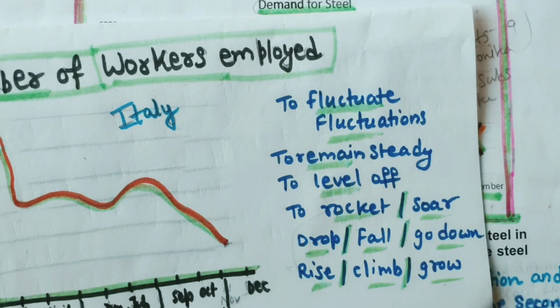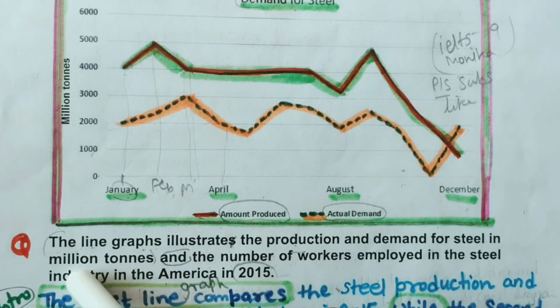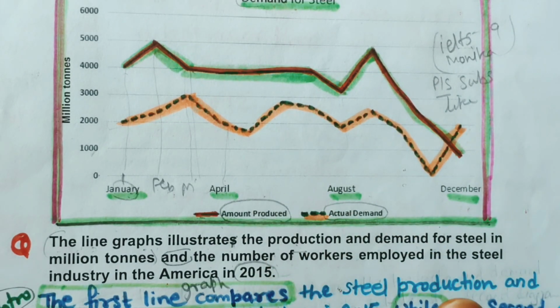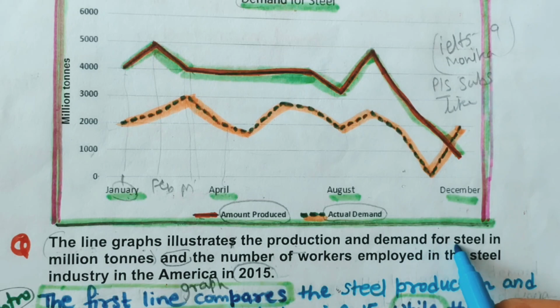How to write the introduction in IELTS Writing Task 1 line graph. So this is my question statement. We will write the introduction. The line graphs illustrate the production and demand for steel.